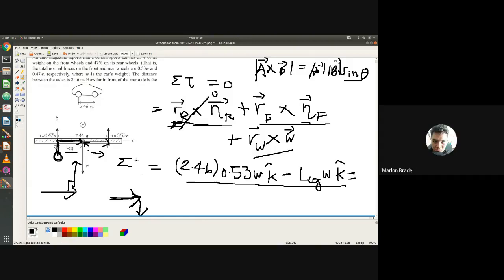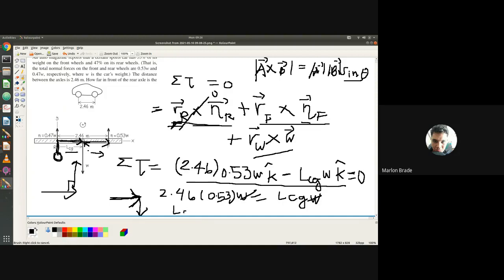So the summation of torque is equal to 0. So this is equal to 0. So we divide the k-hat on both sides, so it is still 0. So we get the equation 2.46 times 0.53. W is actually equal to LCG W. So W cancels out.